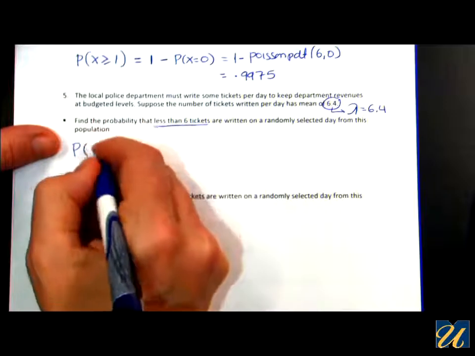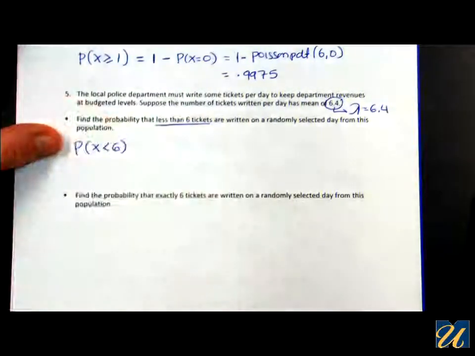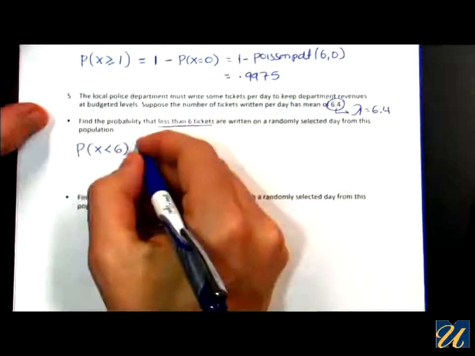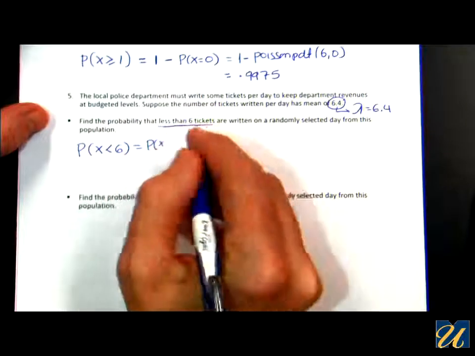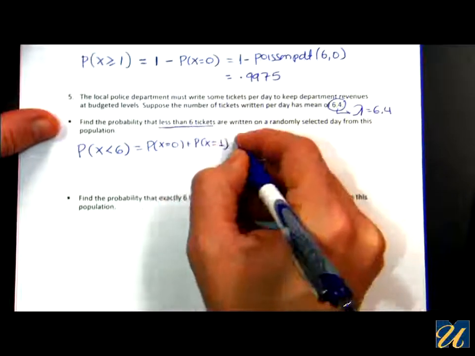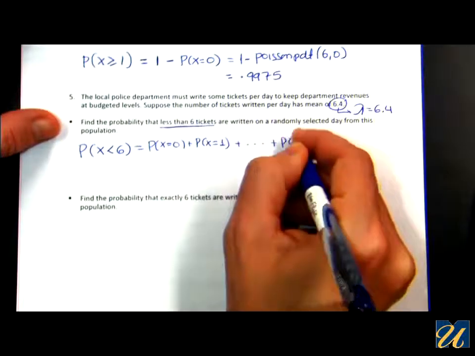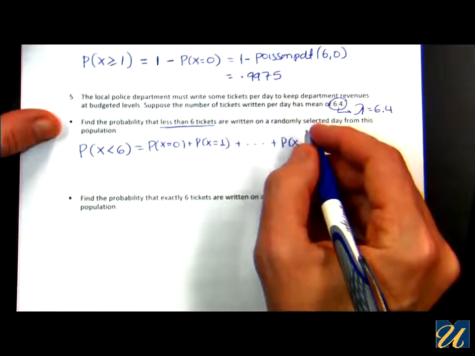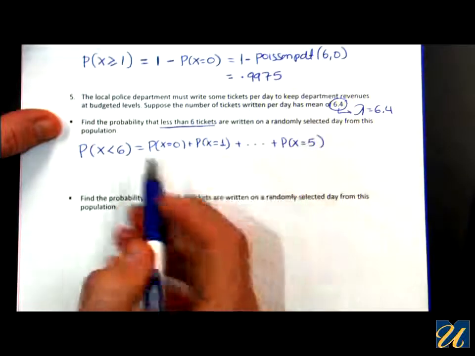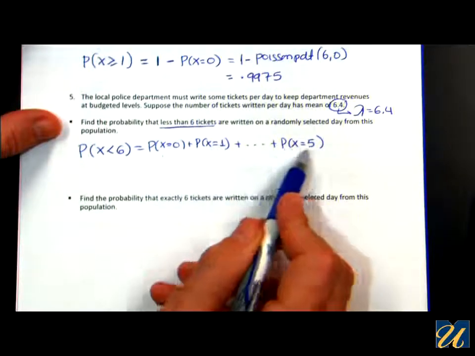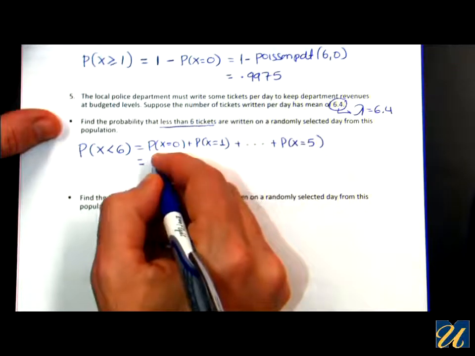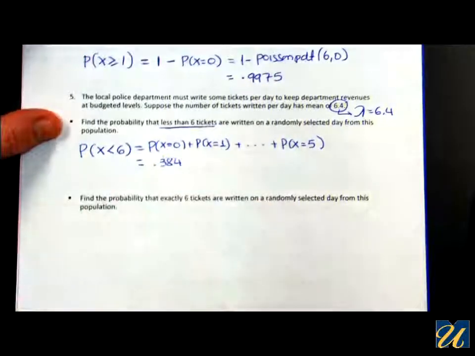So I'm looking for X to be less than 6. Less than 6 means what? Probability of X equals 0 plus probability of X equals 1 plus all the way up to probability of X equals 5. Less than 6, I do not include 6. So you will do Poisson PDF for each one, and then you will add them all. Once you do that, the answer will be 0.384.